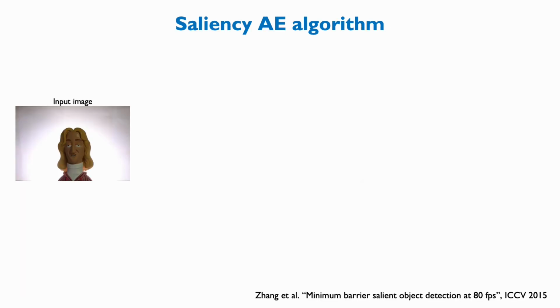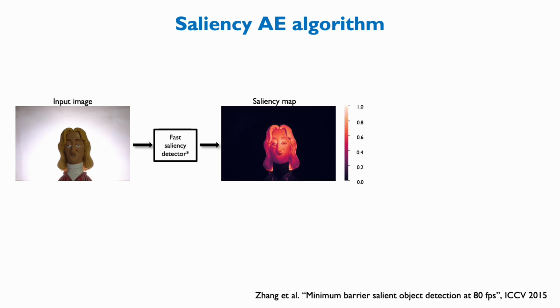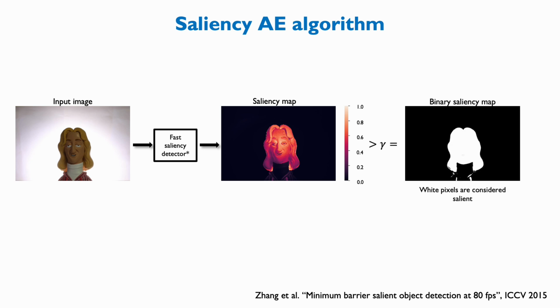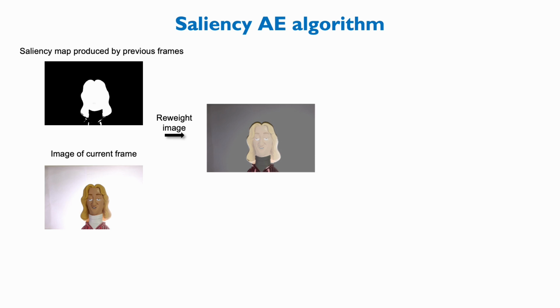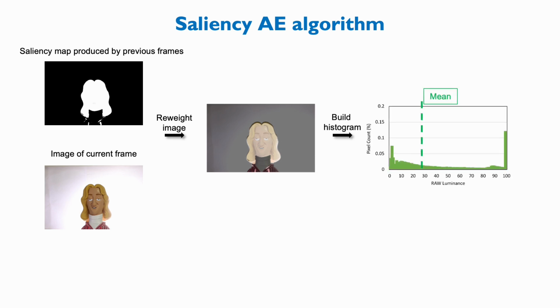Our saliency autoexposure algorithm uses a saliency map to build the modified image histogram. We create the saliency map using a fast saliency detector. Then, this saliency map is binarized using a threshold. We use the previous frame saliency map to re-weight the current image histogram. Again, we remove saturated pixels in the image histogram.